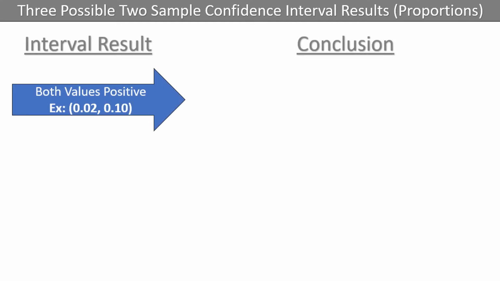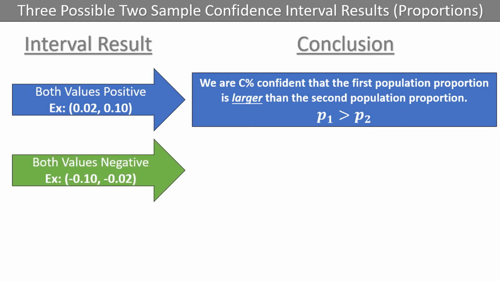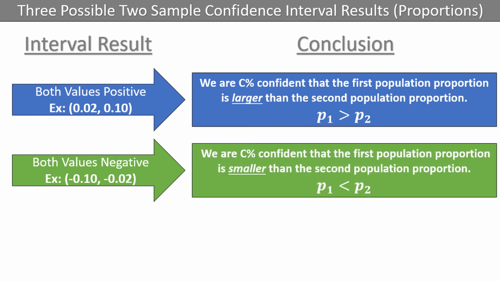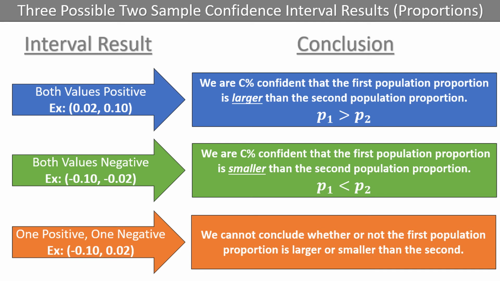For two sample confidence intervals, there are three possible end results. If both values are positive, such as an interval ranging from 0.02 to 0.1, that means we are C% confident that the first population proportion is larger than the second population proportion. If both values are negative, such as negative 0.1 to negative 0.02, that means we are C% confident that the first population proportion is smaller than the second population proportion. If one value is positive and the other is negative, such as negative 0.1 to 0.02, we cannot conclude whether or not the first population proportion is larger or smaller than the second population proportion.